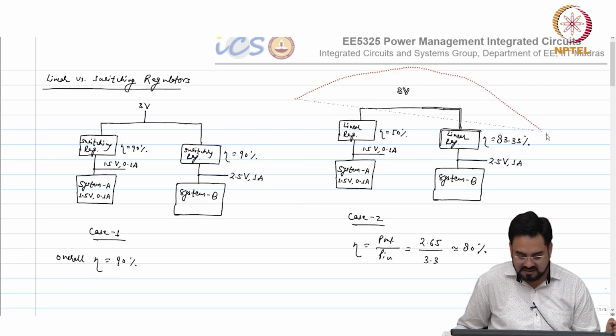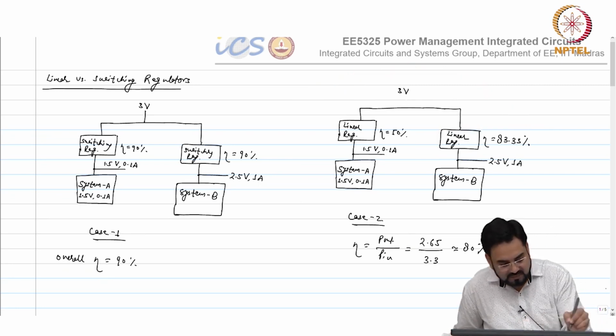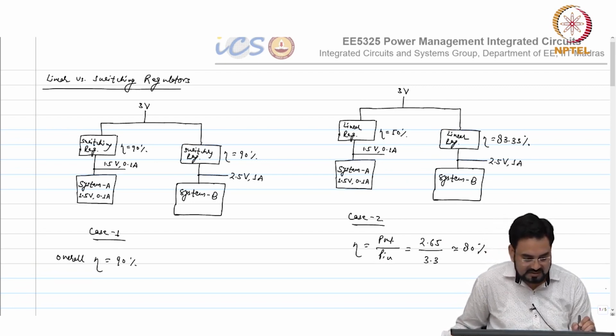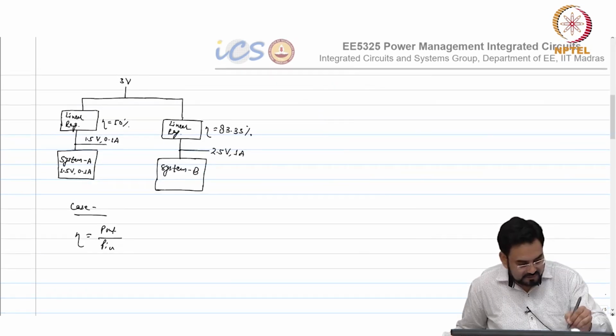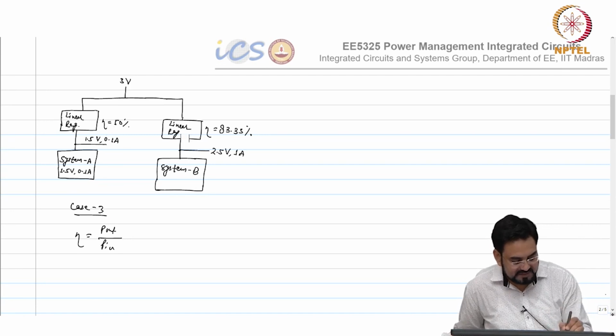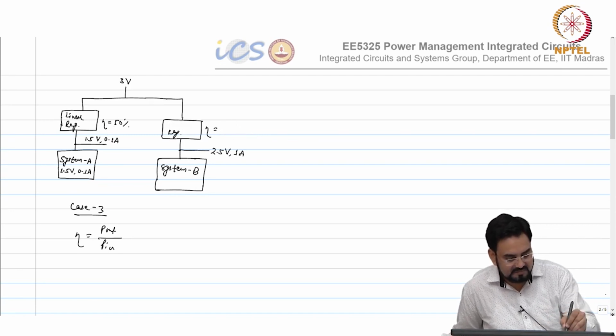Now let us take this again and make one more case. Case 3: this will remain 50%, and I will change this to a switching regulator, so this will become 90%.